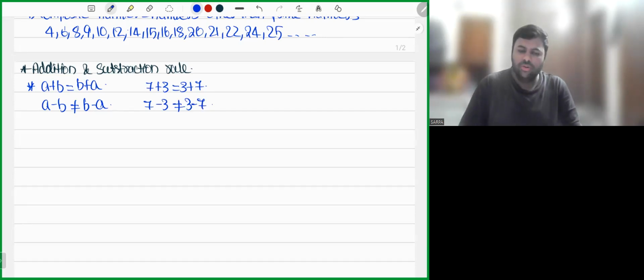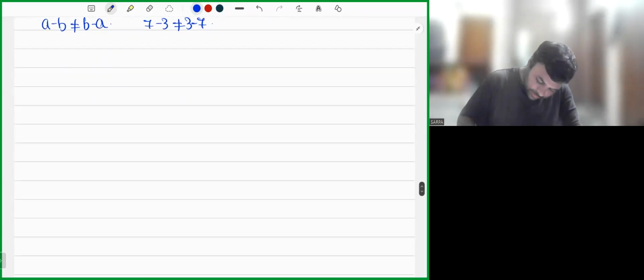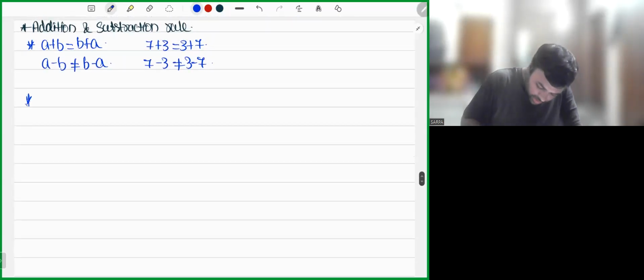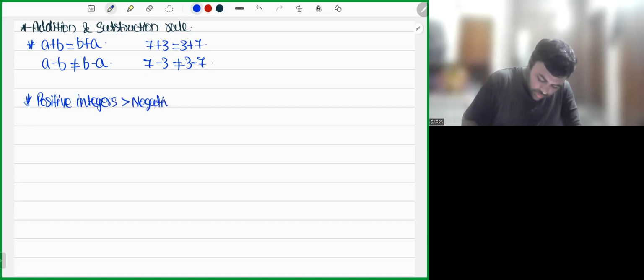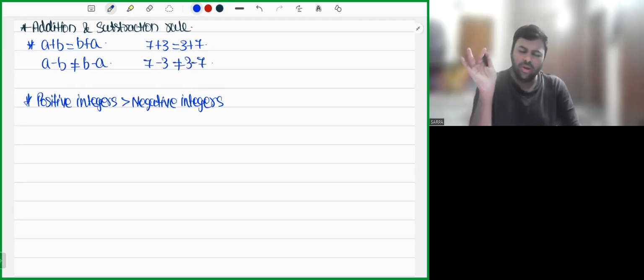Okay, this is the addition rule. Now, in the addition rule, you remember I told you about integers: we have positive integers and negative integers. Always remember, my dear friends, positive integers are always greater than negative integers. That is, 1 is greater than minus 1, 1 is greater than minus 2. 1 is greater than any negative number. Not only 1, any positive number is greater than a negative number.